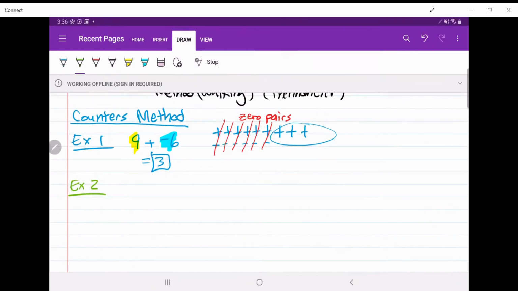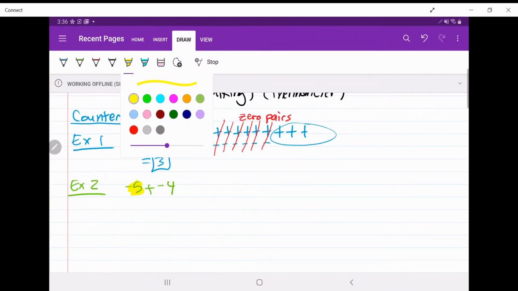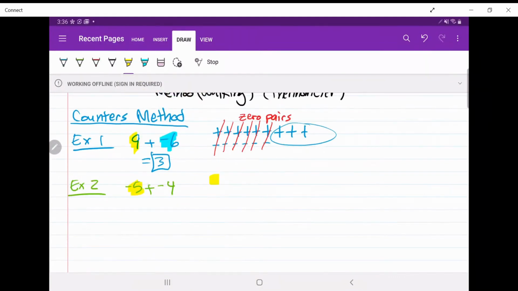In our next example, we'll have one negative number plus another negative number. So the negative 5 means that I need to draw 5 negative symbols. 1, 2, 3, 4, 5. And then I need to draw 4 more negative symbols with this negative 4. 1, 2, 3, 4. We can't make any 0 pairs because we don't have any positives, but we can combine them because everything looks alike. So negative 5 and then another negative 4 is going to equal negative 9.